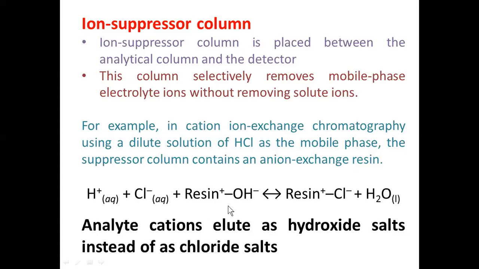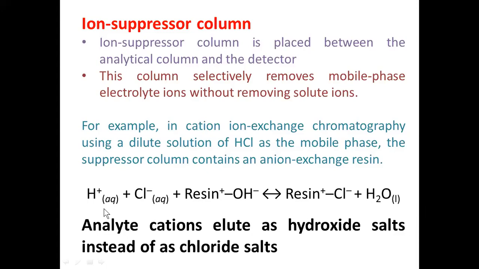Hydrochloric acid moving through this second column or the suppressor column: hydroxide has less affinity towards the tetramethyl quaternary ammonium ion. These free hydroxide ions have less affinity towards the quaternary ammonium ion. Therefore, as a result of the lesser affinity of hydroxide, chloride will show maximum efficiency in order to exchange OH minus ion. So chloride will be placed in place of OH minus ion, and H plus ion will be released along with the solvent front. So H plus plus OH minus, you're going to get H2O.